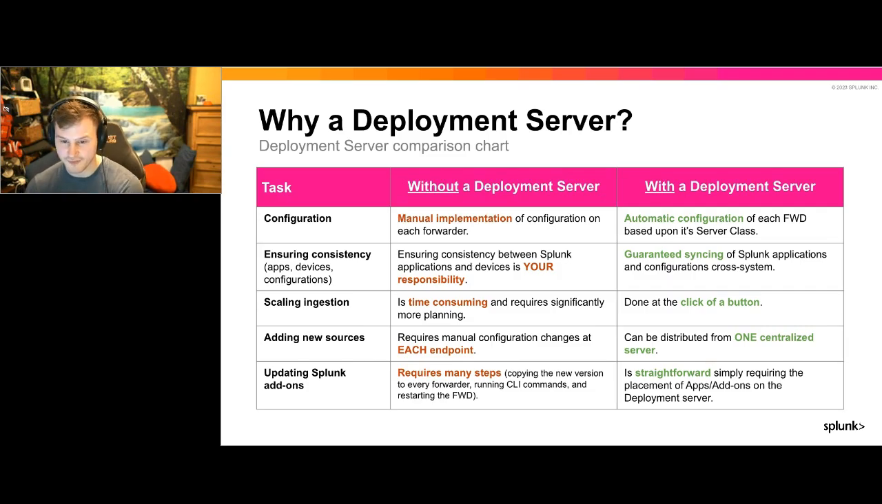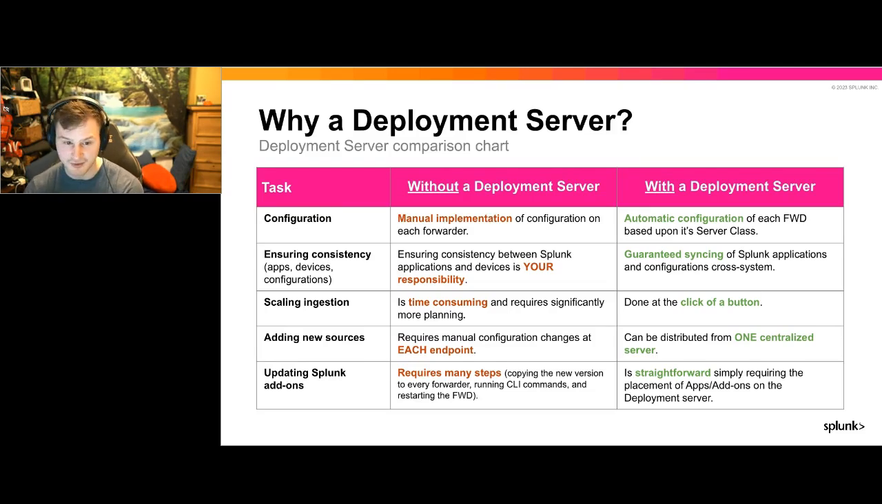Without a deployment server, first and foremost, manual implementation of configuration on each forwarder. What does this mean for you? I'm going to use a basic example here. Let's say we've got 7 domain controllers. I go out, I install the Splunk Universal Forwarder on each, and then I say, okay, let me go install the Windows add-on on top of those. Your job then is to install the Windows add-on on every single system, right? Ensure that configuration is identical.